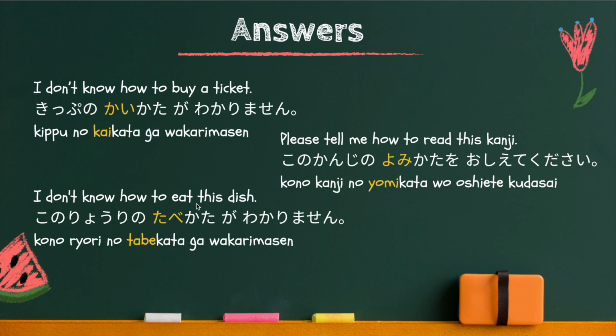Another sentence. I don't know how to eat this dish. この料理の食べ方がわかりません. How to eat, 食べ方. And dish is 料理 in Japanese. So, noun, no particle and another noun. And I don't know once again is わかりません. Use ga particle before this verb.